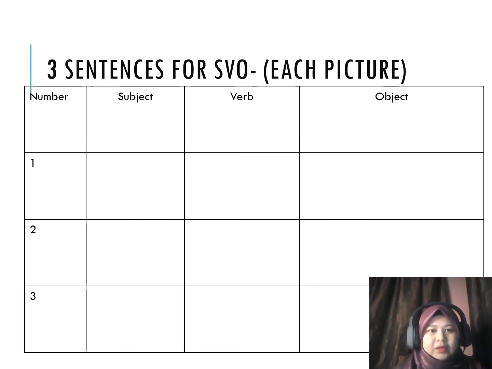Like the first one tadi, tengok gambar tu balik. For example, the boy kicks the ball. The boy is the subject, kick is the verb, and the object is the ball. Noktah. Habis. Jangan tulis panjang-panjang. We focus on the SVO only. So make sure you make 3 copies of this table.